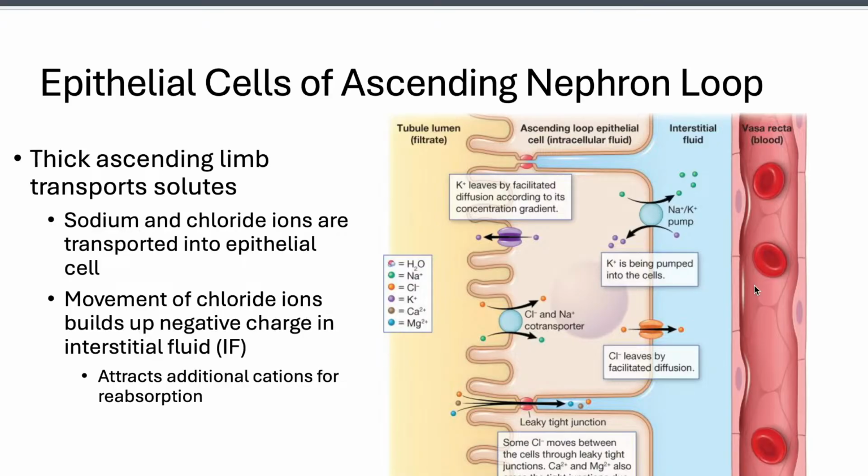Because remember from my previous video, chloride and sodium work together for the sodium potassium pump. But chloride, its only job from the big six ions and electrolytes, is to keep body fluids electrically neutral. So that's what chloride is doing, keeping it negative so we're not too positive. Movement of chloride ions builds up negative charge in interstitial fluid. Attracts additional cations, which are positive, for reabsorption.